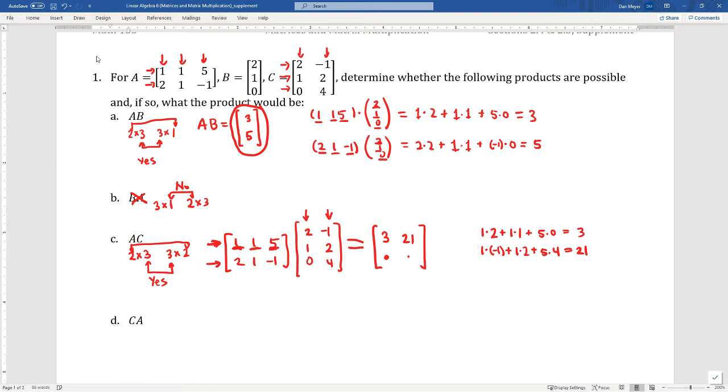So I'll take the second row of A times the first column of C. So we'll do 2 times 2 plus 1 times 1 plus negative 1 times 0. That'll give you 5.